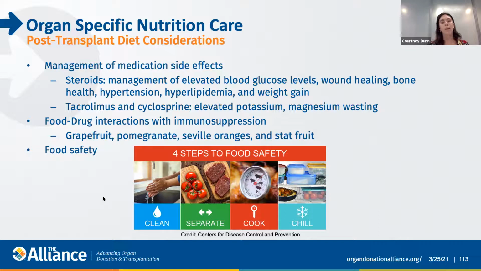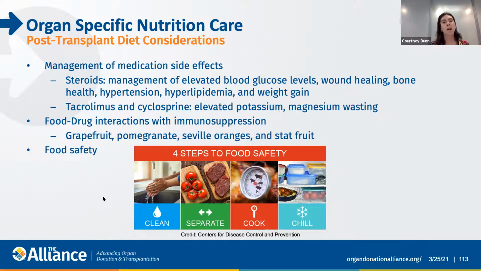Food and drug interactions with the immunosuppression. So for patients taking tacro, we advise them not to take grapefruit, pomegranate, Seville oranges, or star fruit. Those can inhibit and also cause the Prograf to work too well in some cases, so affecting those patients' medication levels.